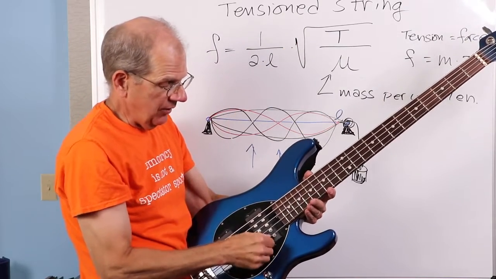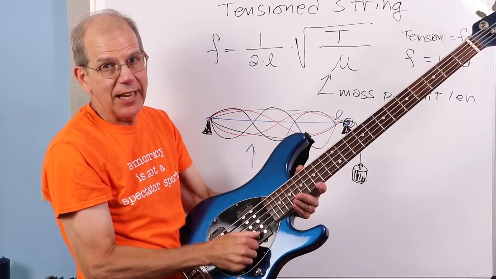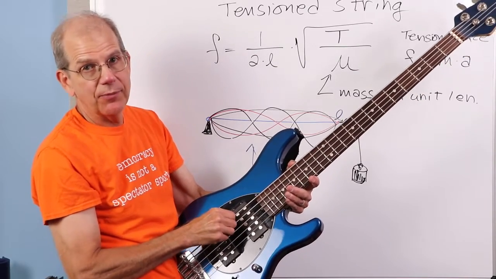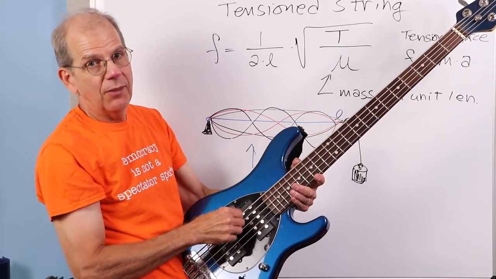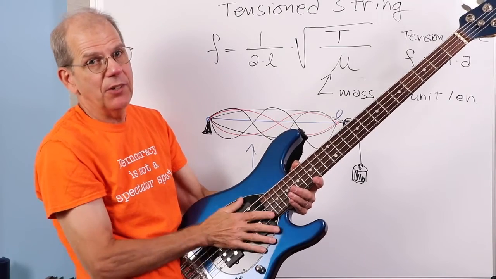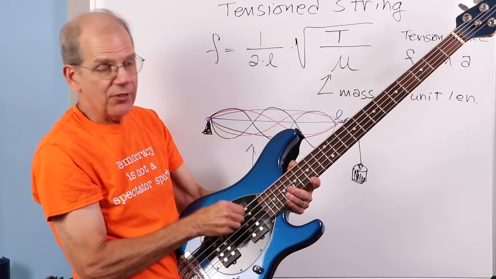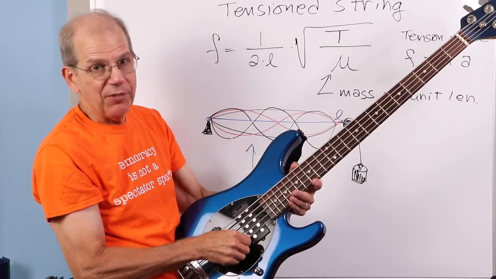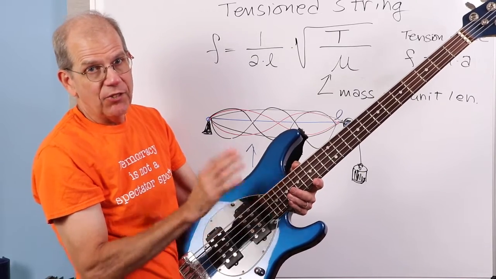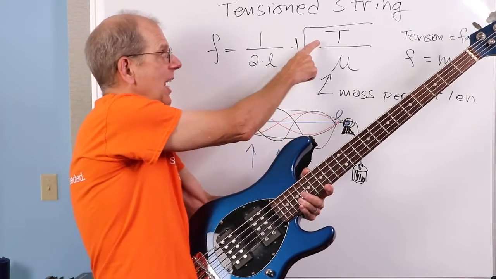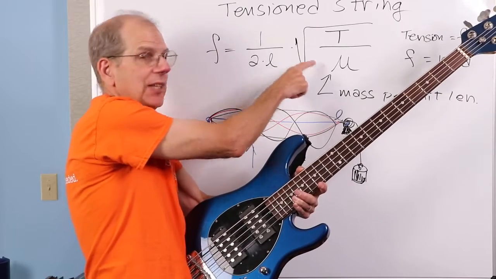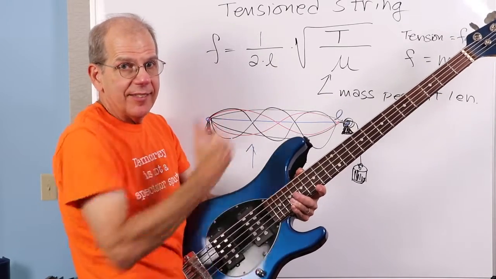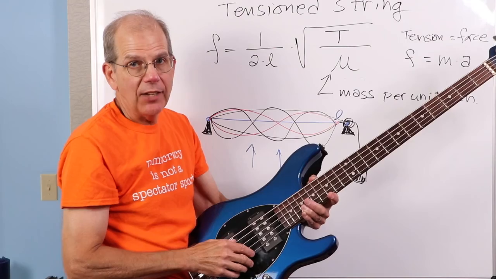In other words, these high strings would have to be under very high tension compared to these low strings. Well, that's going to change the playability of the instrument. This string down here is going to be very sloppy. This one is going to be very, very tight. So what we do is we change the mass per unit length in step with the tension.